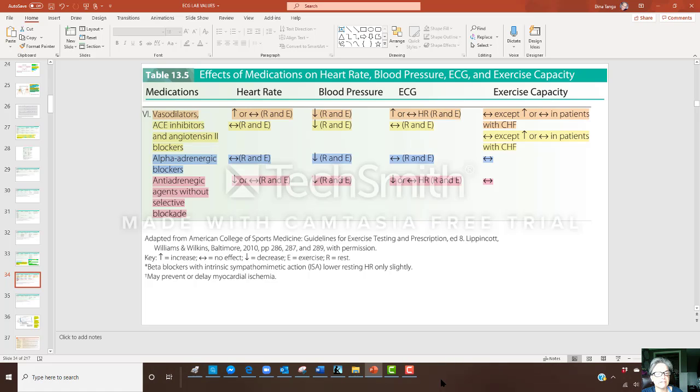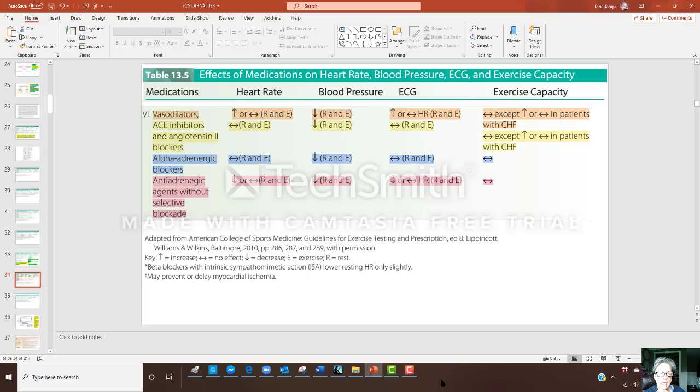ACE inhibitors and angiotensin II blockers. Heart rate is not going to change, no effect at rest and with exercise. Blood pressure is going to decrease at rest and with exercise, and have no effect on an ECG at rest and with exercise. No effect on exercise capacity except possibly increase or no effect in patients with CHF.